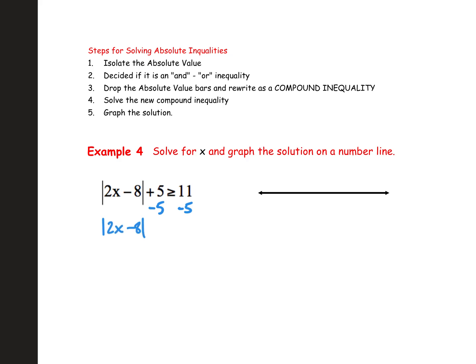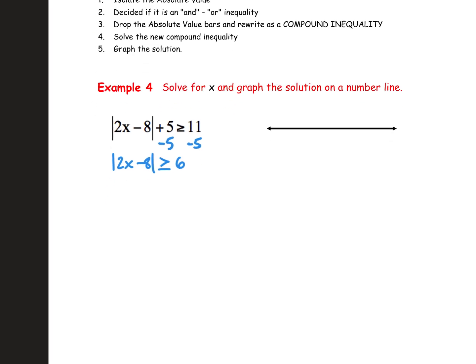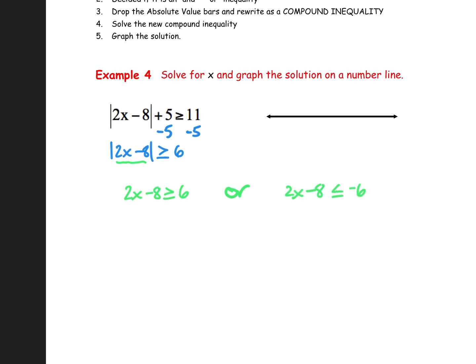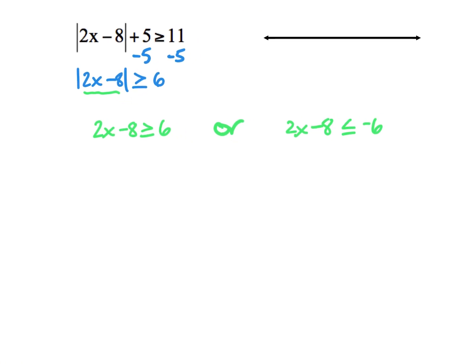Move the 5. Nothing changes about this. It's still got a 2x minus 8 inside the absolute value, and now it's got a 6 on the other side now. Okay. After that, isolated that. Now I look at the absolute value compared with the other side. It's greater than 6, so this should be an or. So I am, again, going to take what's on the inside. It is greater than or equal to 6, or take what's on the inside, and it is less than or equal to the opposite, negative 6. So I've rewritten it as this compound or inequality.